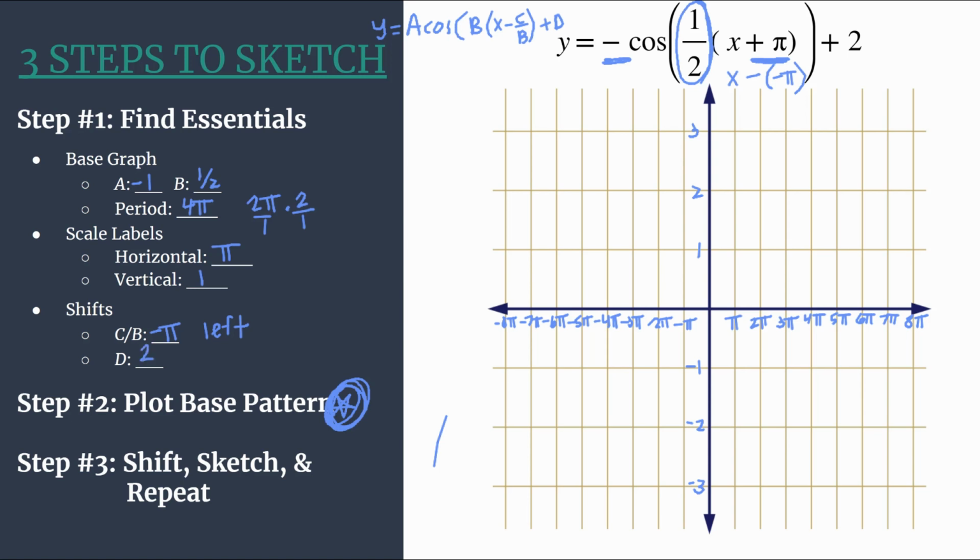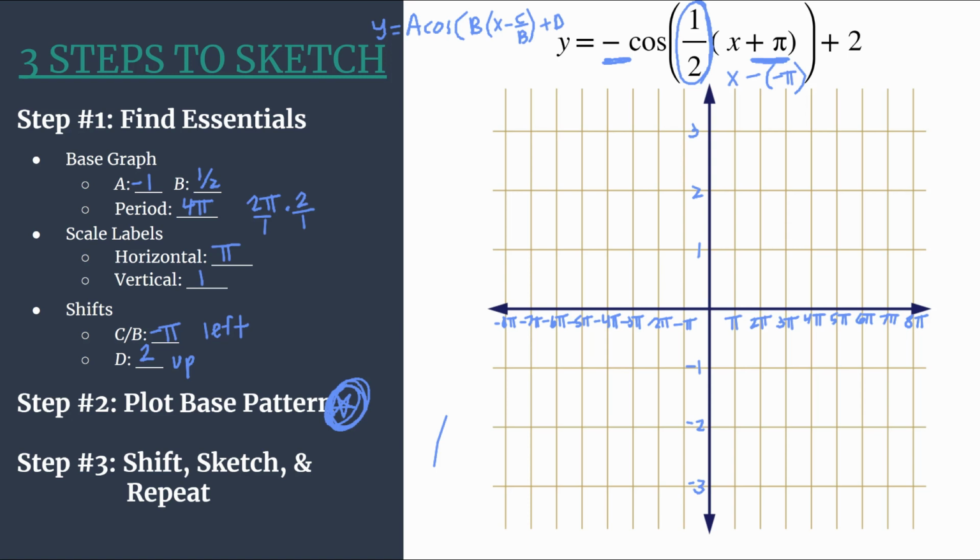Okay, and then our D is our vertical shift, and we see a +2, so we will move up 2. All right, so that's our analysis done, and we can move to step 2. We'll plot the base pattern, and we have that star as our reminder here.